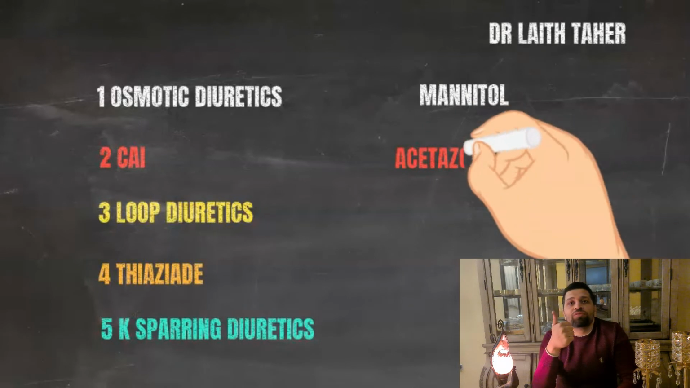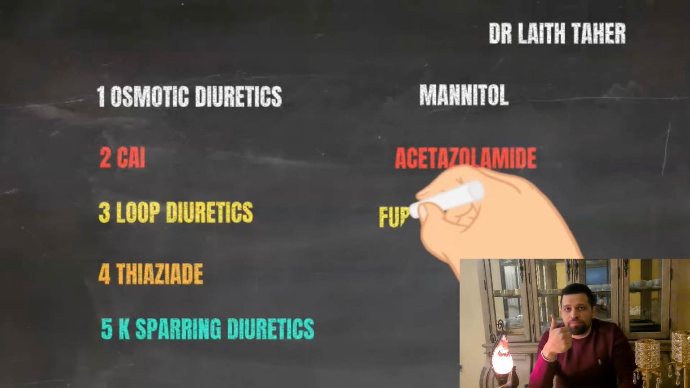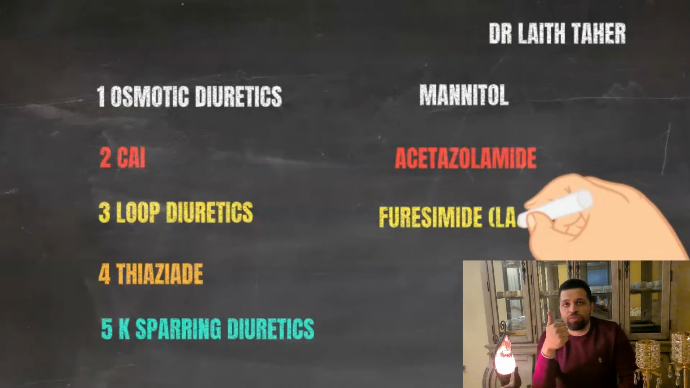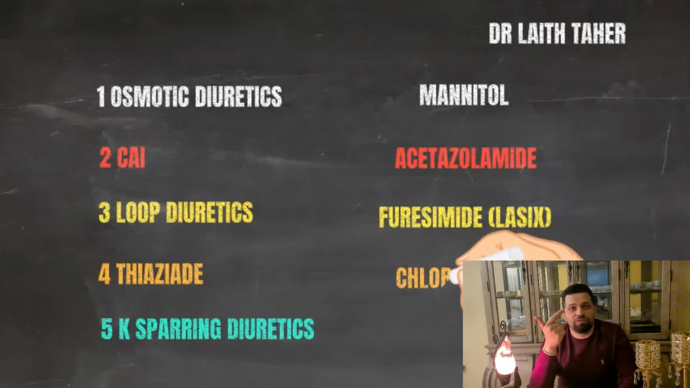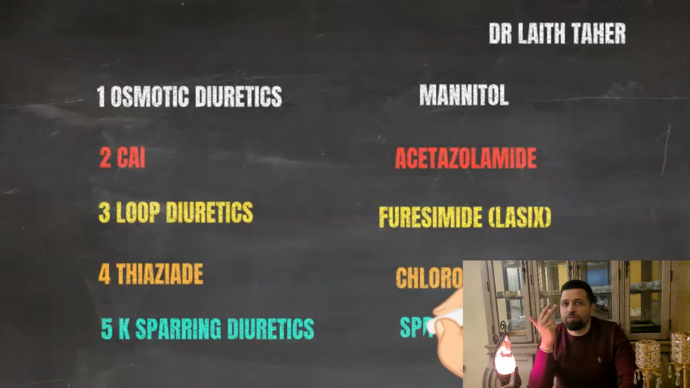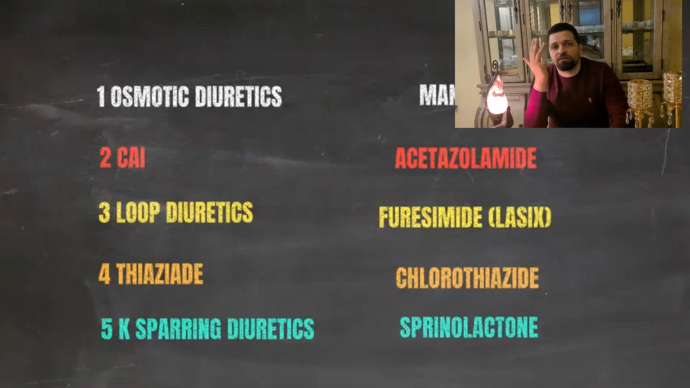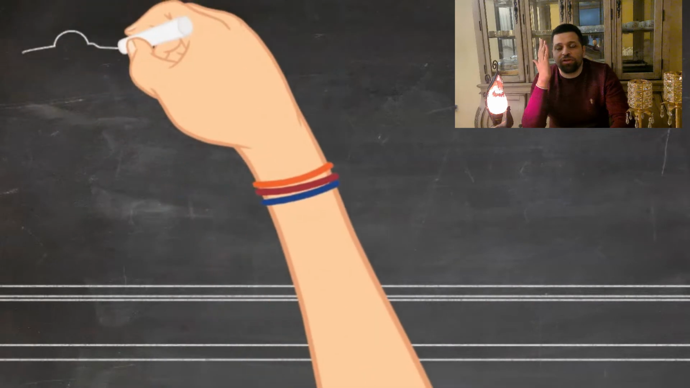Now, each one of those 5 families of diuretics has one famous member. So, I want you to memorize this famous member. For the osmotic diuretics, we have mannitol. For the carbonic anhydrase diuretic, we have acetazolamide. For the loop diuretic, we have Lasix with the scientific name of furosemide. For the thiazide diuretic, we have chlorothiazide. And for the potassium-sparing diuretic, we have spironolactone.